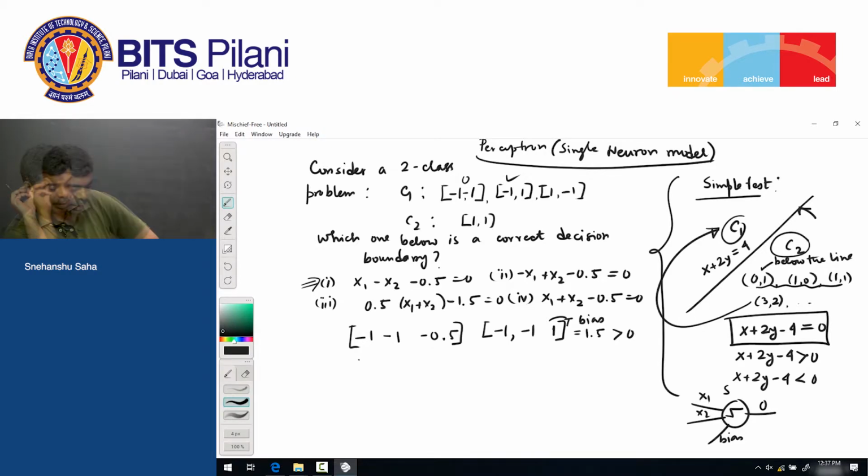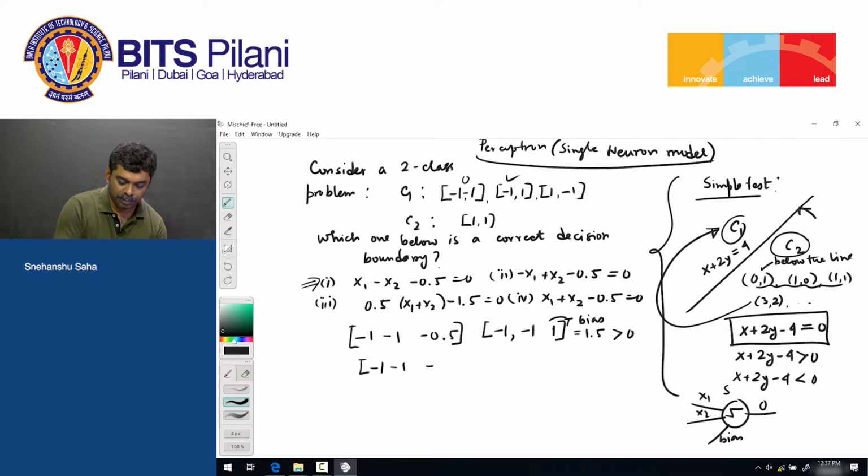Okay. So it looks like if the C1 is here, at least it satisfies this line. So it lies above the line. Okay. So let's take the next one, which is minus 1, 1, minus 1, minus 0.5, and this is the weight matrix, and then the data and the bias is minus 1, 1, and 1. Okay, so let's see what we get here.